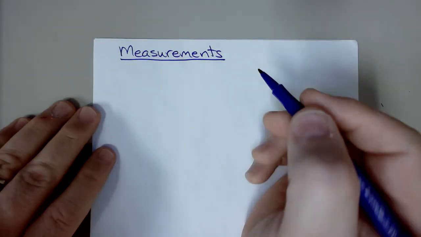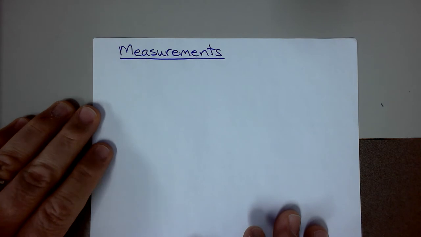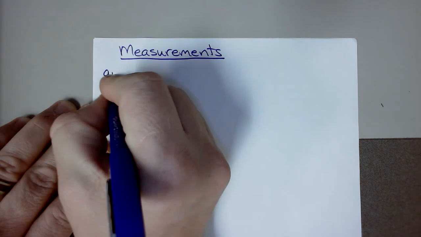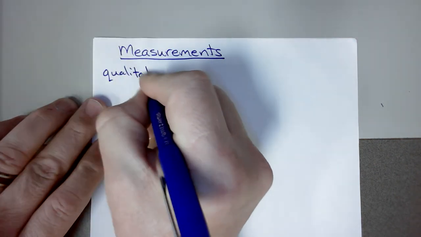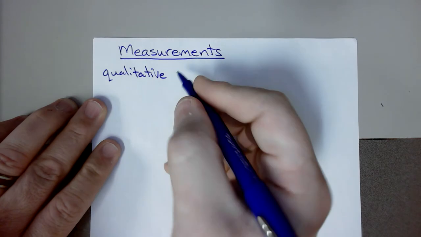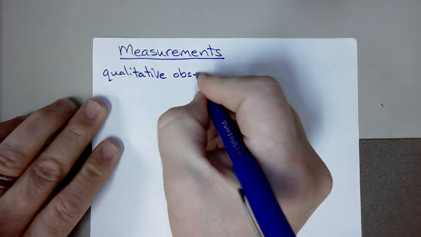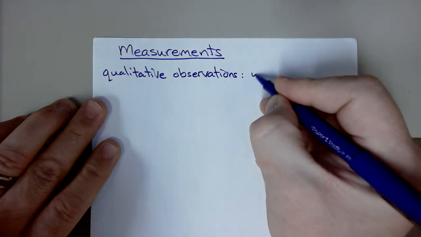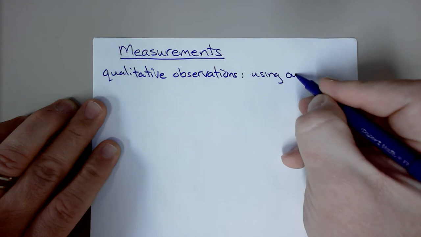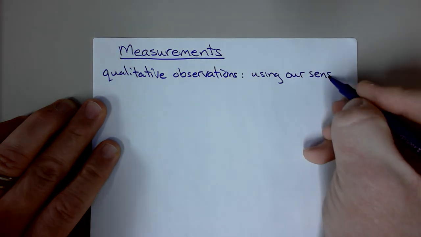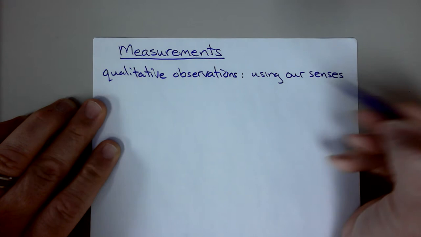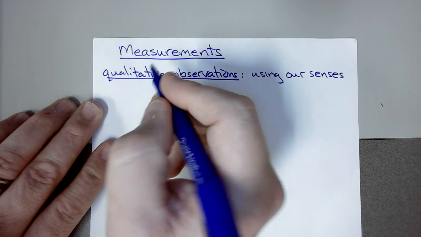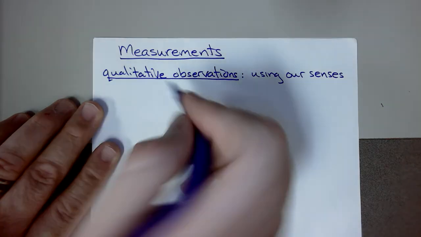Now, first, before we start measurements, I'd like to clarify types of observations. We have qualitative observations and quantitative observations. Qualitative observations are observations in which we are using our senses, like taste, touch, sight. We're using the senses to make an observation of properties and characteristics.